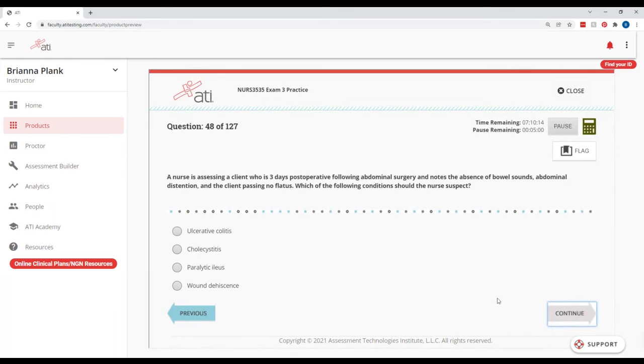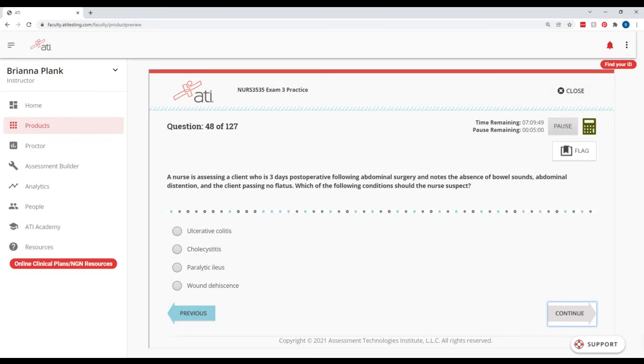Okay, we're 3 days post-op. We don't have bowel sounds. The abdomen's distended. The client is passing no flatulence. We're not passing gas. What are we concerned about? What is the complication of abdominal surgery that leads to no bowel sounds and abdominal distension?